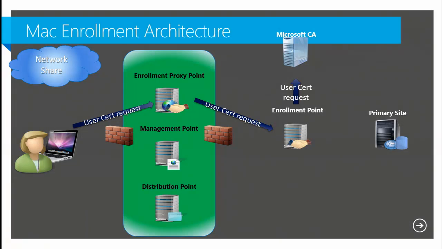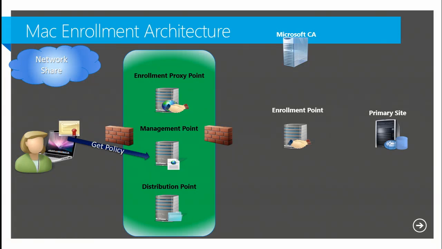So this is one additional piece of infrastructure that you may need to have deployed at your company if you want to use Mac management. If you currently do not use a Microsoft CA, you'll need to have one for the purposes of enrollment. And then we issue, again, by default, a user certificate, and that certificate will then be used for all authentication requests when communicating both to the management point and to the distribution points in Config Manager.